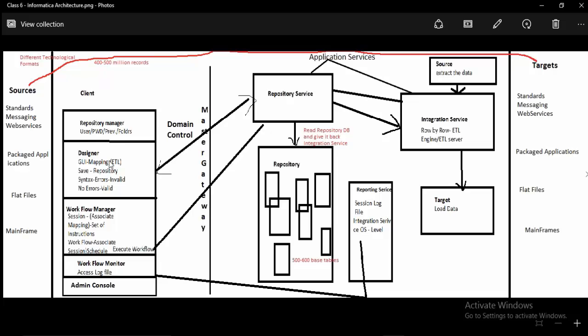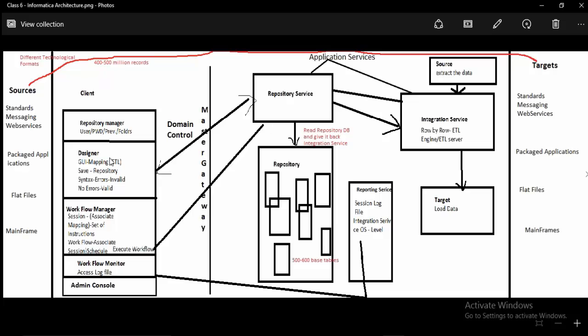High level, I'm going to tell you how these client components interact with these services. Okay. And then what about this Powercenter Designer? This is the tool which will be used to create the actual mappings. GUI mappings, user interface mappings, to perform actual extraction, transformation and loading.